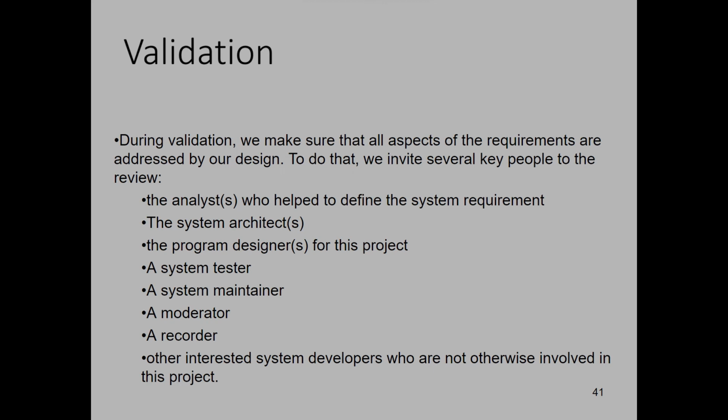As mentioned earlier, we validate the design to make sure that we are building what the customer wants. During validation, we make sure that all aspects of the requirements are addressed by our design. To do that, we invite several key people to review it, like the analyst who helped define the system requirements, the system architect, the program designer for this project, a system tester, a system maintainer, a moderator, a recorder, and other system developers that are not otherwise involved in this project. However, we must keep in mind that the number of people taking part in the review depends on the complexity of the project, and the total number should be kept small so that discussion and decision making are not hampered.